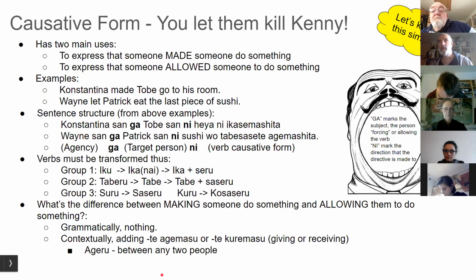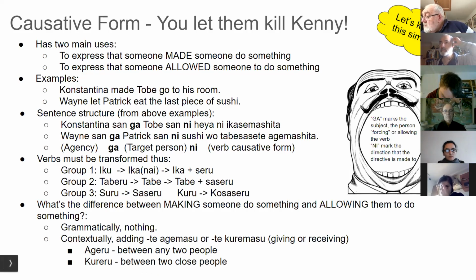Right. You can use ageru in any situation if you're talking about other people. So if you're saying that John let Fred go to the cinema, you can use te ageru. It doesn't matter. You can use this in any situation. And if you know the 2 people that are being talked about, if you're close to them, then you can use kureru. You can use either ageru or kureru, but you can't use kureru for people who you are not close to.